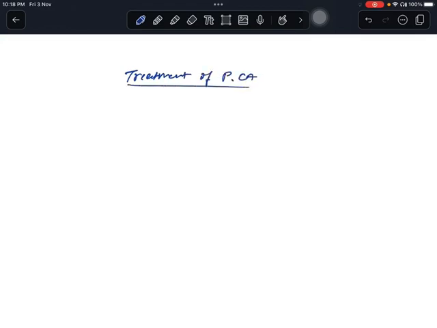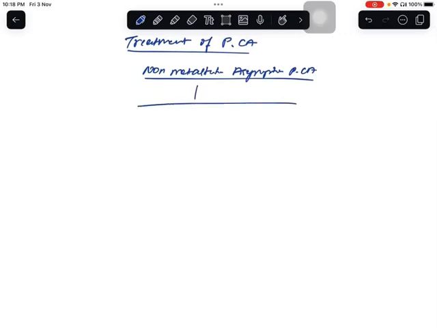Let us first see the treatment of non-metastatic prostate cancer. First, we want to differentiate whether the patient is having metastatic prostate cancer or non-metastatic prostate cancer. This is the first question: whether metastasis or non-metastasis. Non-metastasis. The next question is whether the patient is a candidate for curative treatment.